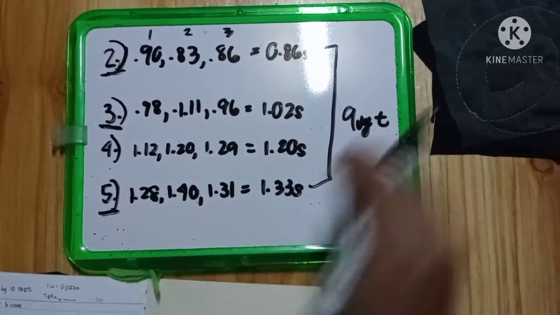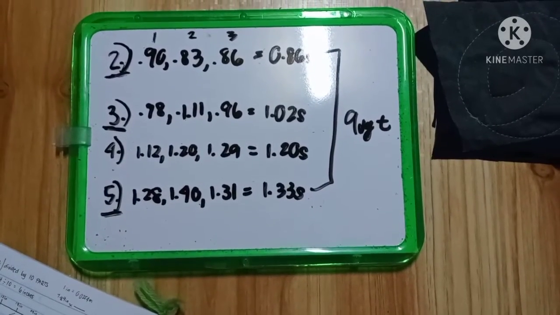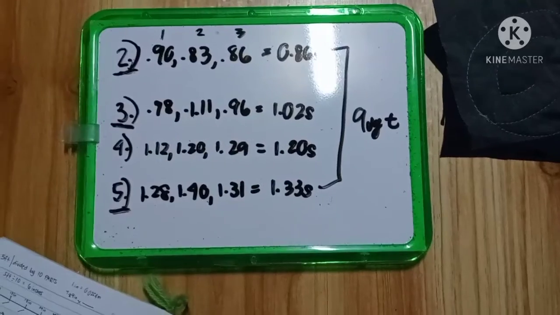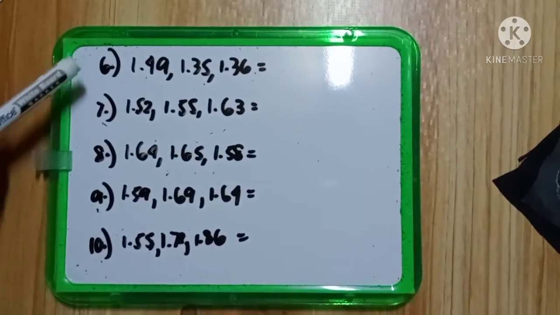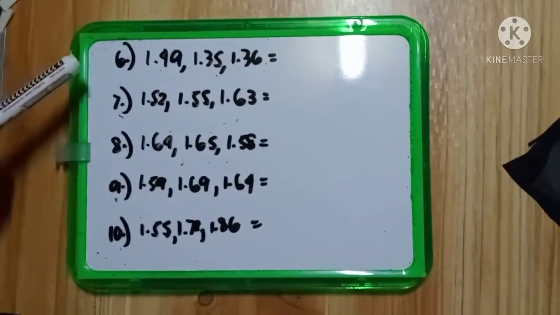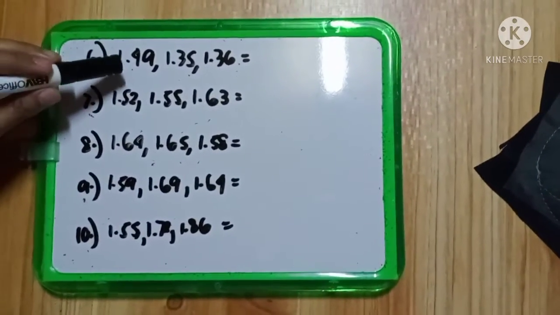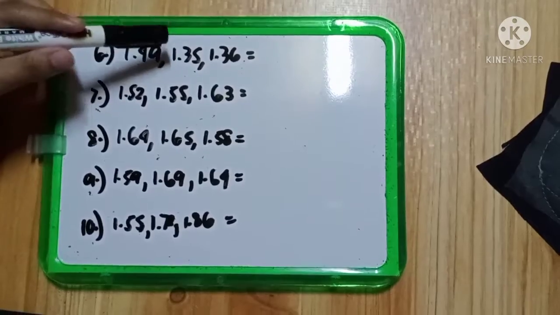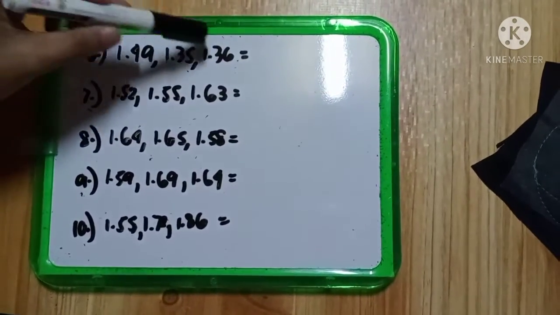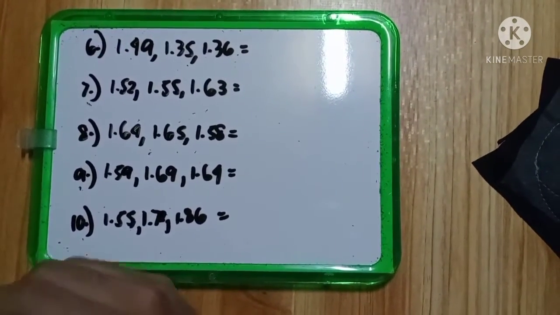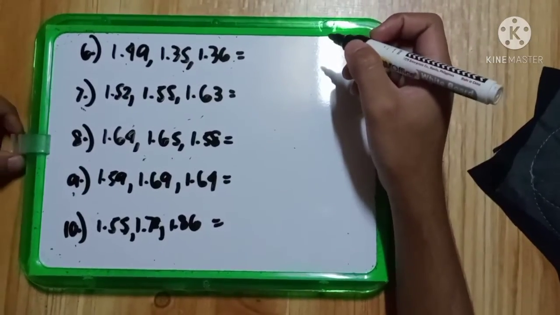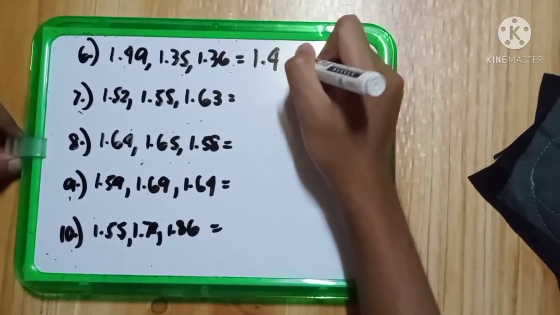Now let's get the average time of the 6 to 10 strips. Now this is for our strip 6 to strip 10. So we have the first time, which is 1.49 for the first trial. The second trial is 1.35 and 1.36. Now let's add them all, then divide by 3. The result will be 1.4 seconds.